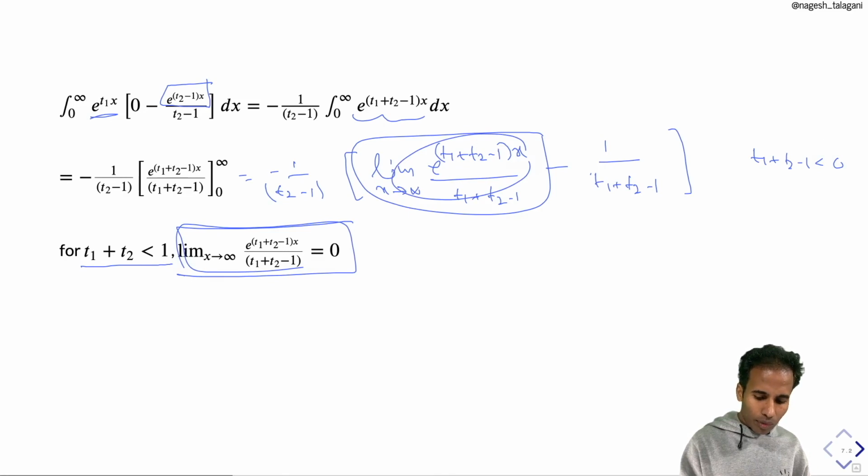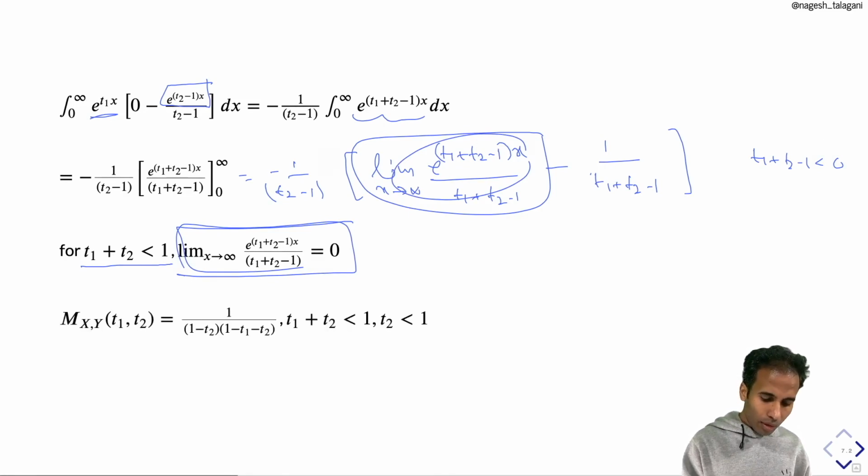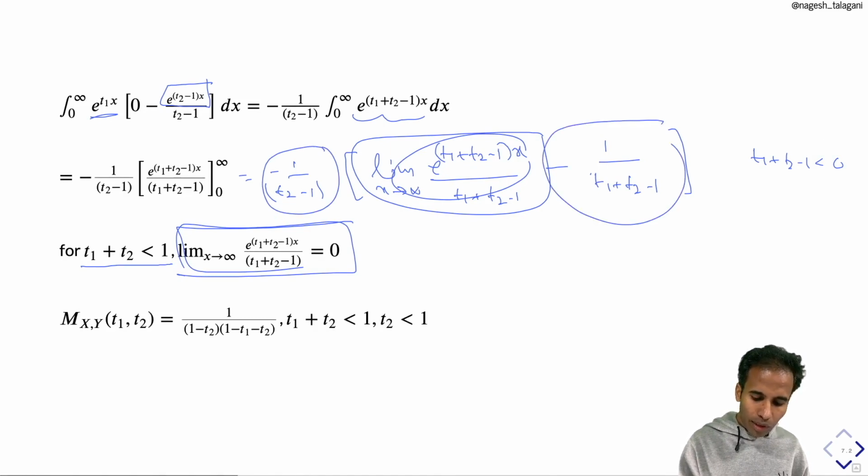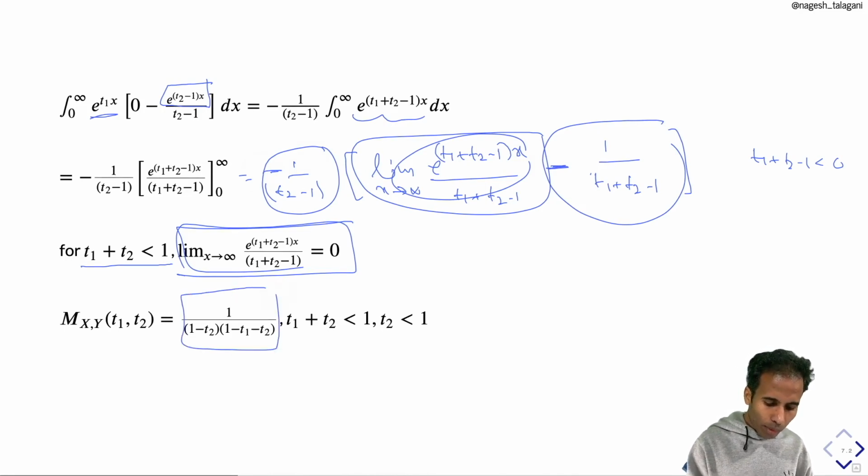So now we can write like this. This one we can write 1 by 1 minus t2, and this one we can write 1 by 1 minus t1 minus t2, because we have minus here, so the joint MGF is going to be 1 by 1 minus t2 times 1 minus t1 minus t2. This makes sense for t1 plus t2 less than 1 and t2 less than 1.